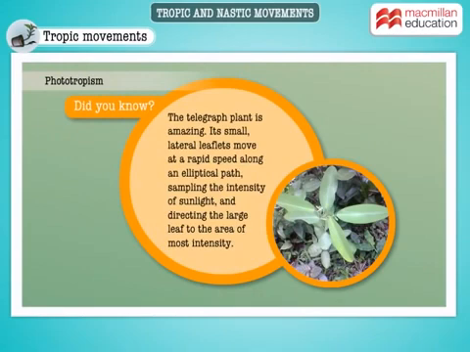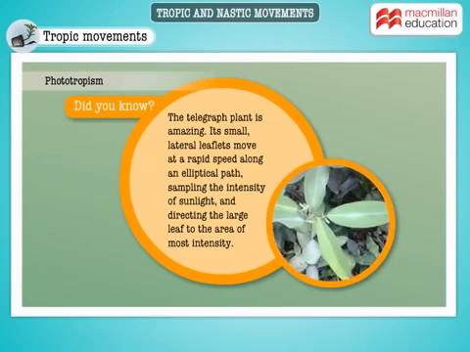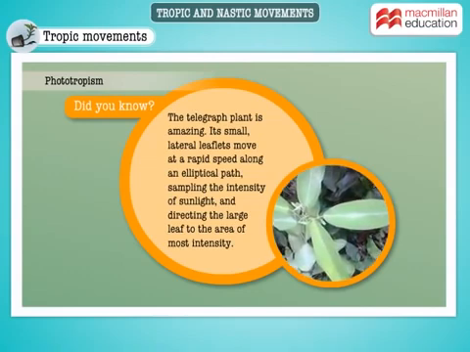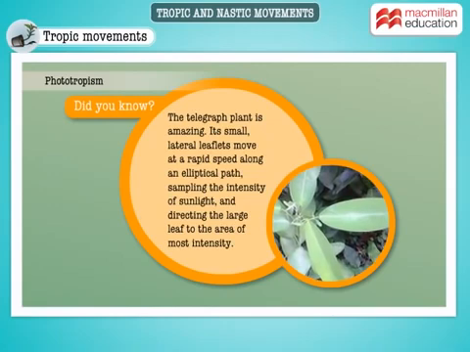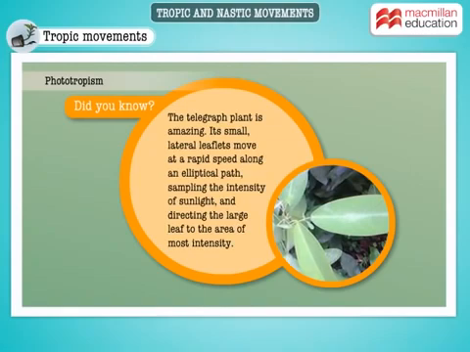Did you know that the telegraph plant is an amazing plant? Its small lateral leaflets move at a rapid speed along an elliptical path, sampling the intensity of sunlight and directing the large leaf to the area of most intensity.